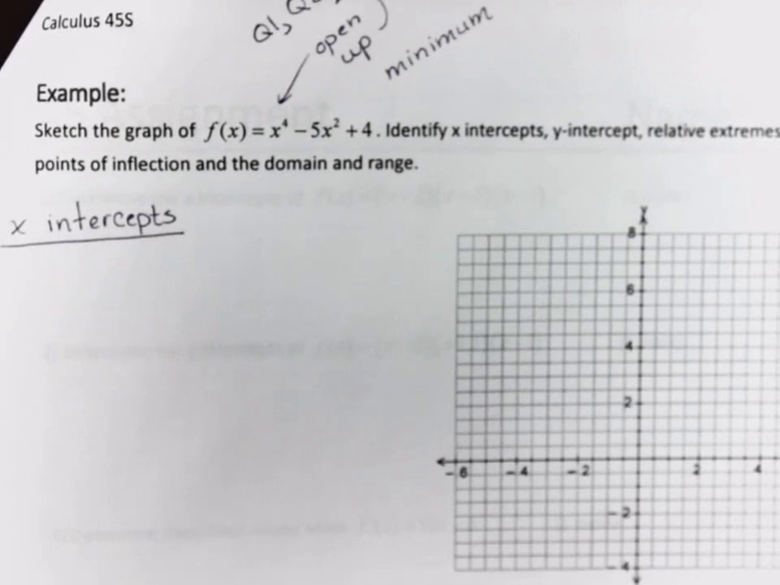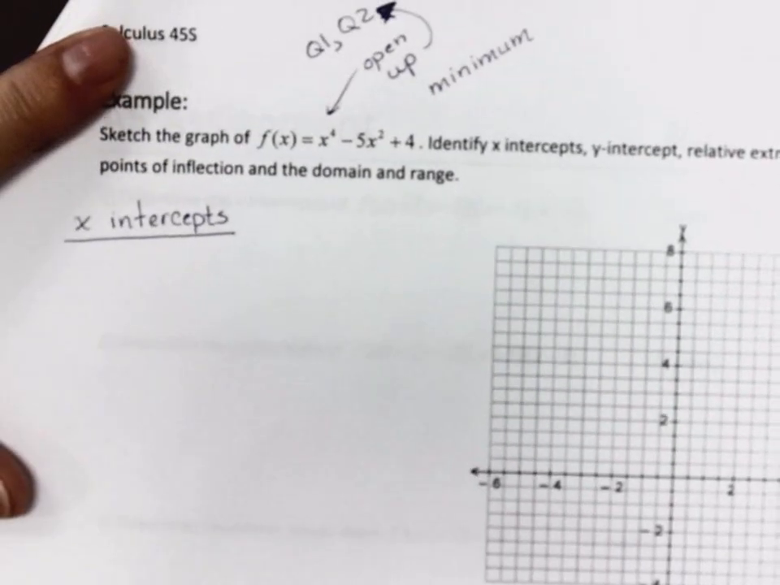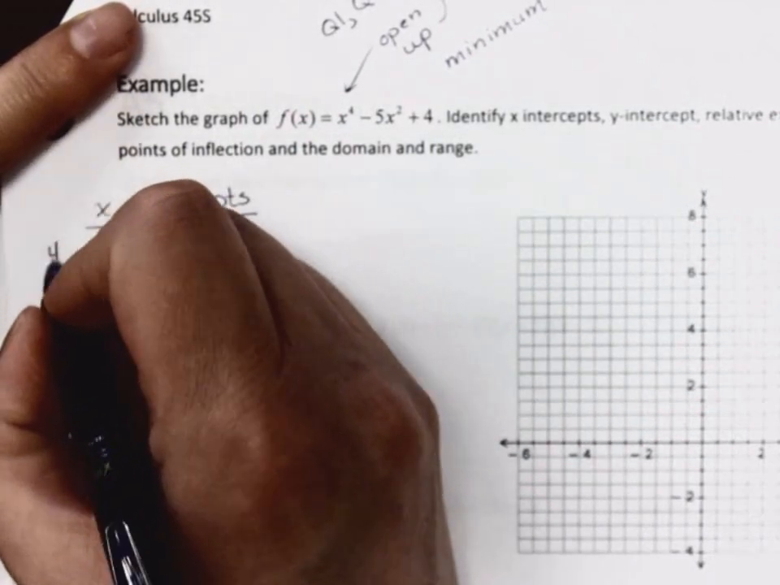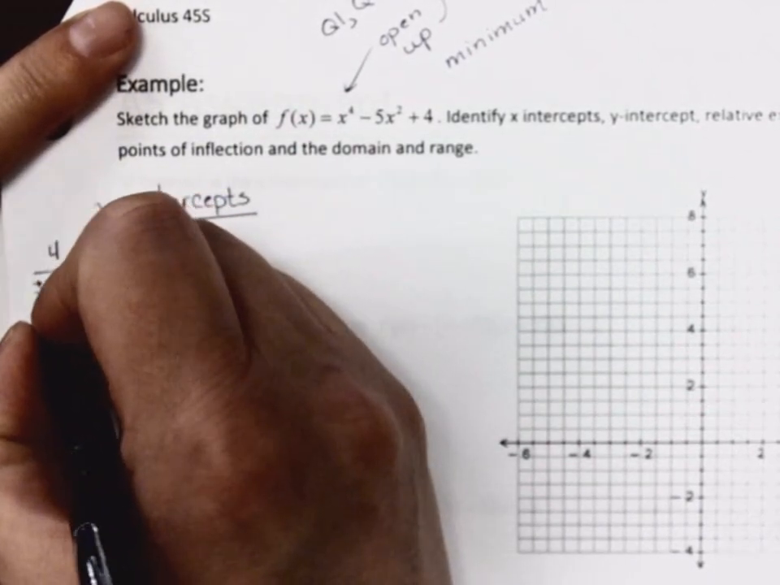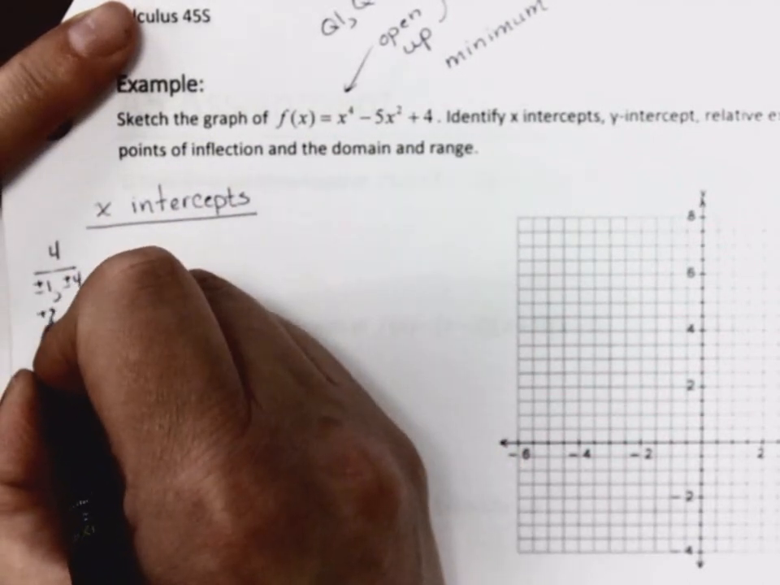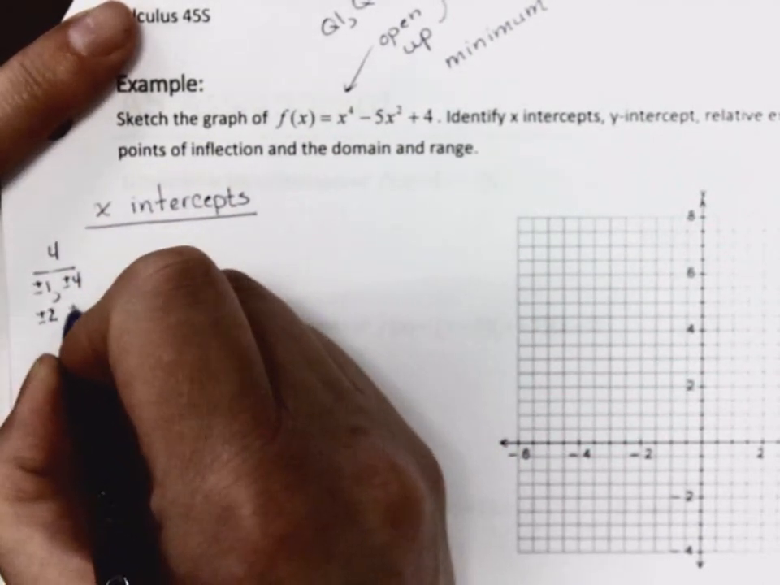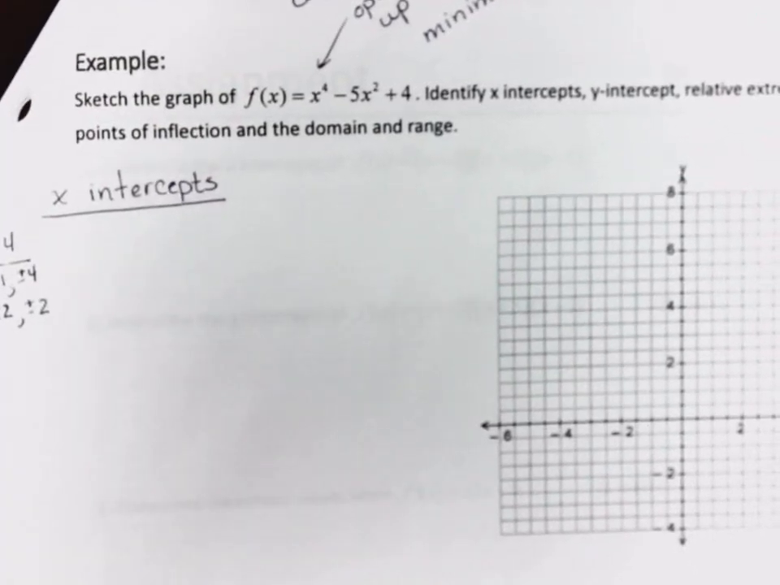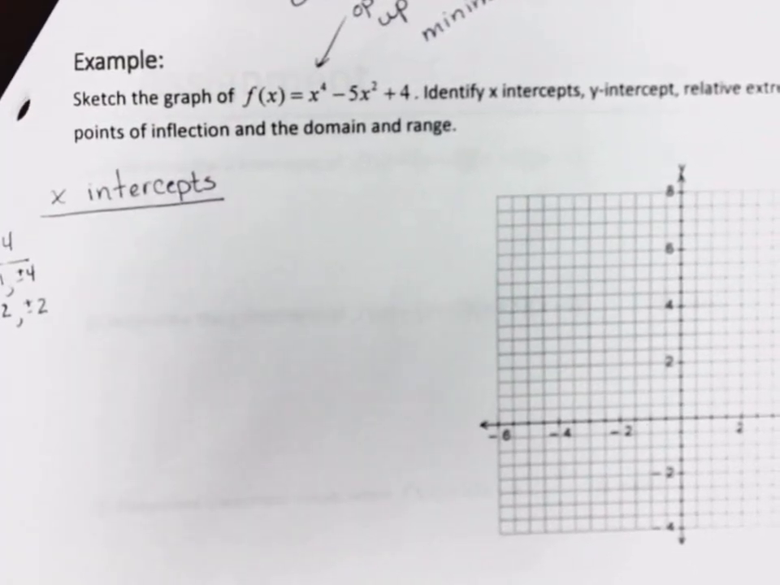X-intercepts, what do I gotta do first? Does it matter? Should I be checking positive or negatives, anything like that? Is there anything that will help me in this one? So plus minus 1, plus minus 4, plus minus 2, plus minus 2. Will 1 work? Yeah, 1's gonna work.